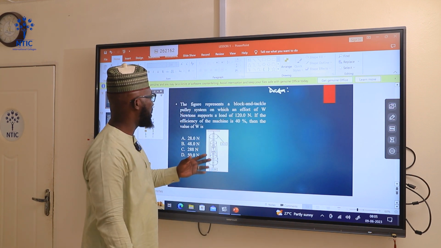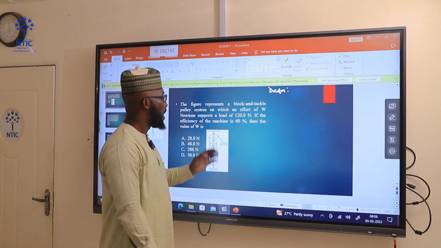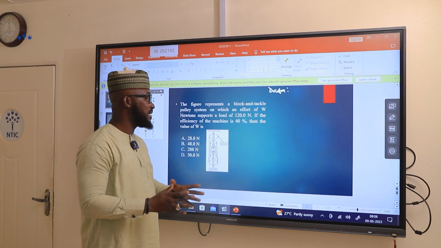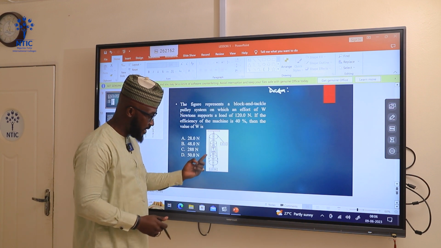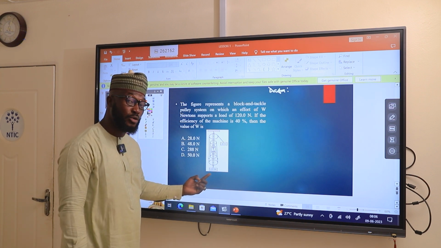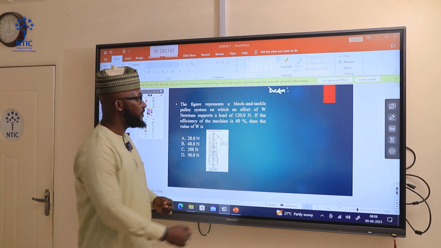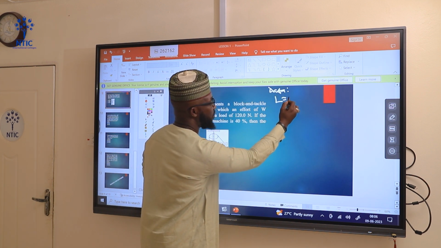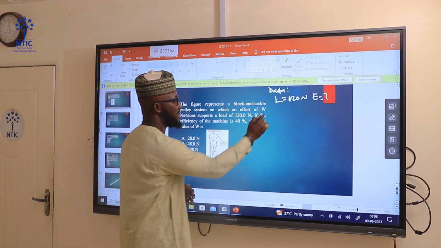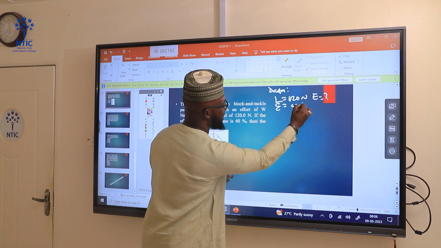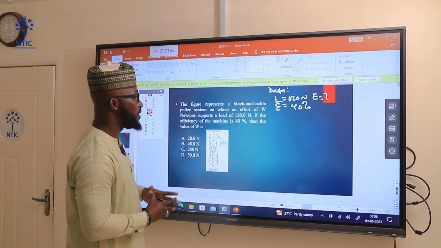The figure represents a block and tackle pulley system on which an effort of W newtons supports a load of 120 newtons. If the efficiency of the machine is 40%, then the value of W is, we don't know. As you can see, down here we have 120 newton, which is going to serve as our load. So we require an effort of W newton in order to lift this load. So the load is given to us as 120 newton, but the effort is unknown. Efficiency is given to us from the question as 40%. What else do we have? Okay, we have everything we need.